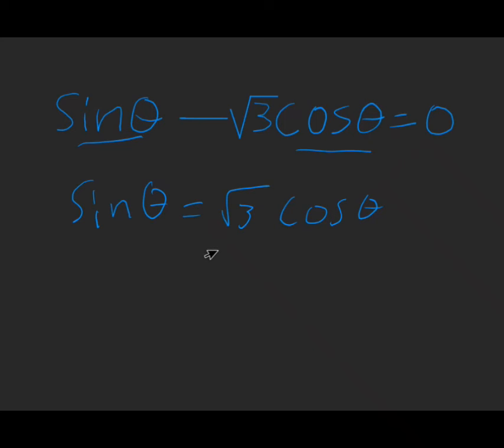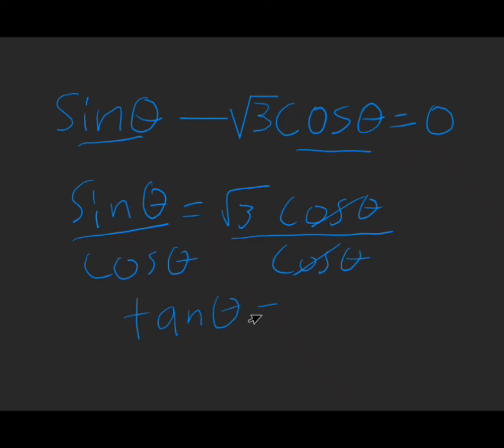So what are you going to do? This skill is very important. It comes out a lot in both grade 11 and grade 12. We're going to divide both sides by cos theta so that it can become tan. Notice that these two cancel, and sine over cos is tan. So eventually we've got tan theta equals square root of 3.